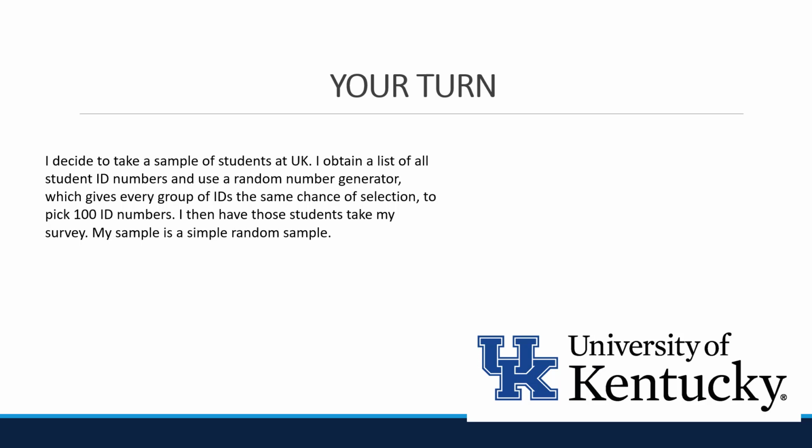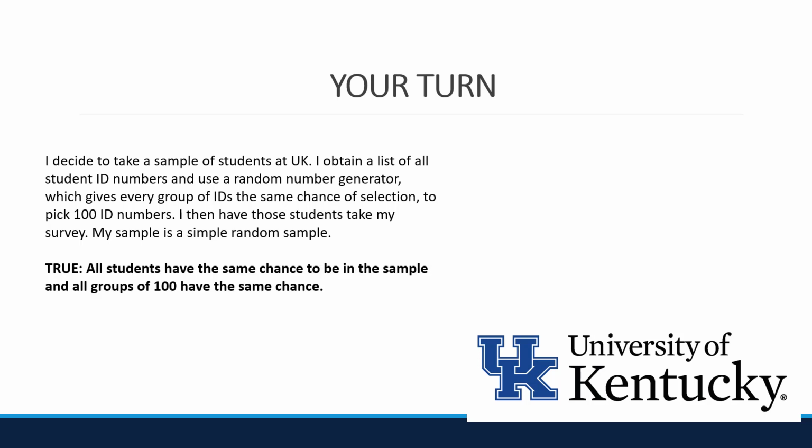I decided to take a sample of students at UK. I obtain a list of all student ID numbers and use a random number generator, which gives every group of IDs the same chance of selection, to pick 100 ID numbers. I then have those students take my survey. My sample is a simple random sample. This statement is true. All students have the same chance to be in the sample, and all groups of 100 have the same chance. Also, all groups of any size would have the same chance.